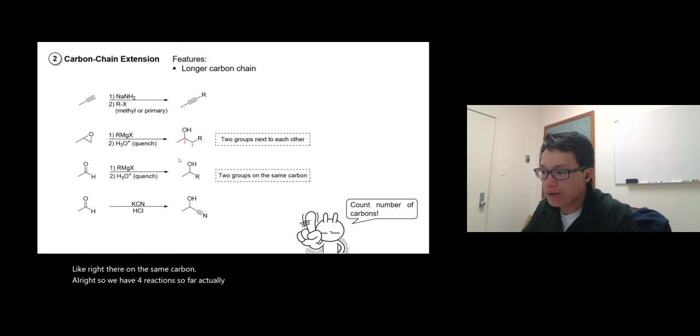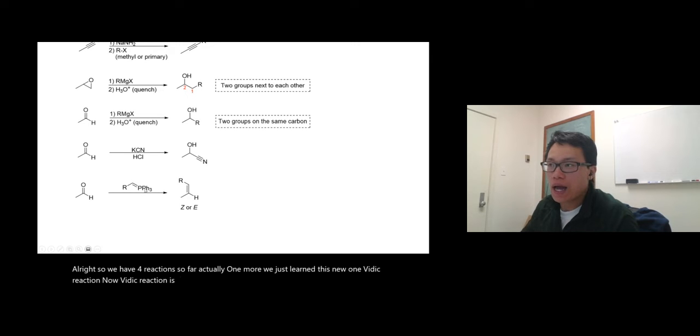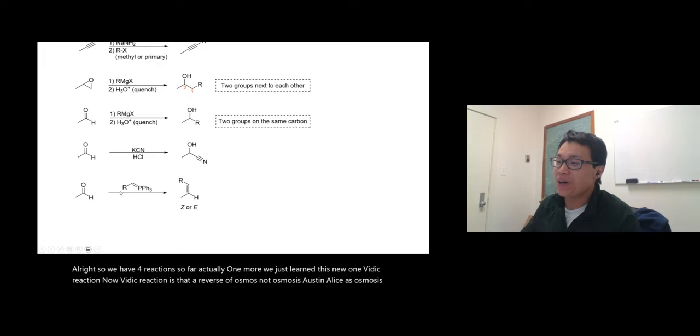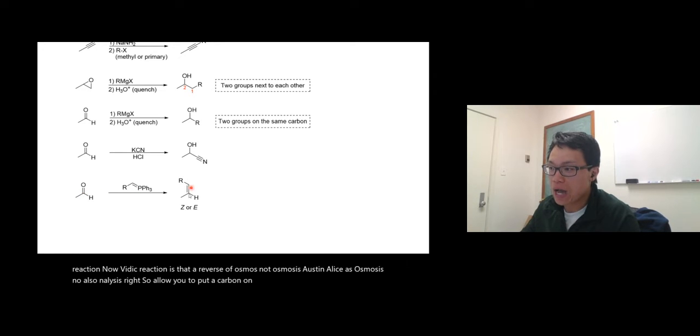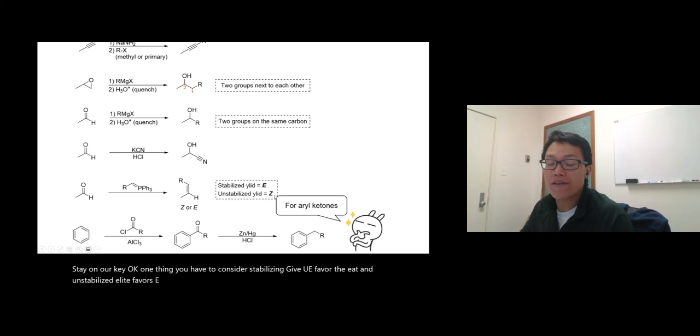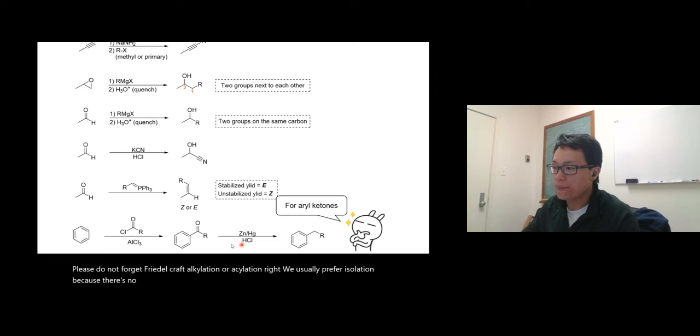Actually, one more. We just learned this new one, the Wittig reaction. The Wittig reaction is the reverse of ozonolysis. I said osmosis. No, ozonolysis. So it allows you to put carbon on an aldehyde or ketone, and you get an alkene. One thing you have to consider: stabilized ylide favors the E, and unstabilized ylide favors Z. And lastly, please do not forget Friedel-Crafts alkylation or acylation. We usually prefer acylation because there's no rearrangement. And you can do Clemmensen reduction later. But this one is reserved for just benzene or aromatic compounds.